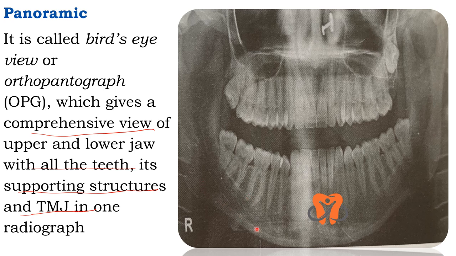This is the lower border of the mandible here. All these are the mandibular teeth. Then these are the maxillary teeth. This is the maxillary sinus. Here you can see an impacted third molar, and if you come here, this is the coronoid process of the mandible, this is the condylar process of the mandible. Now all these structures we can view in one radiograph.